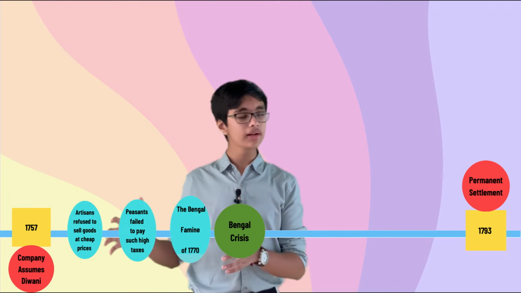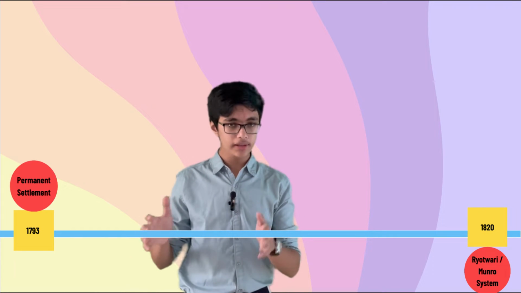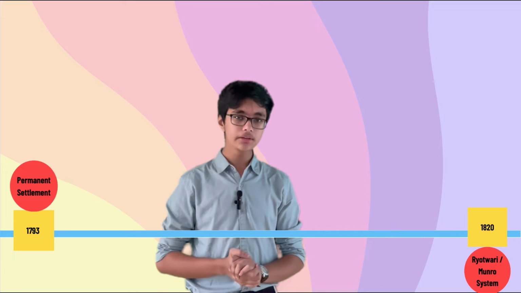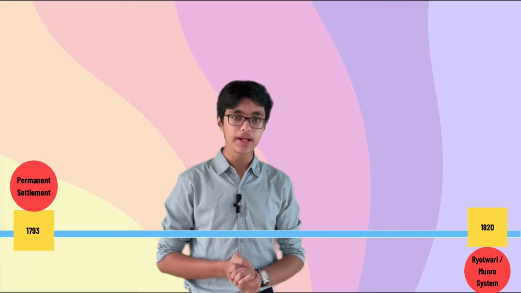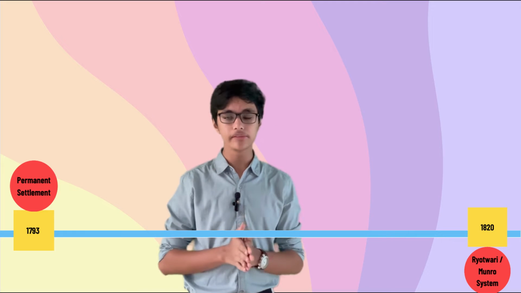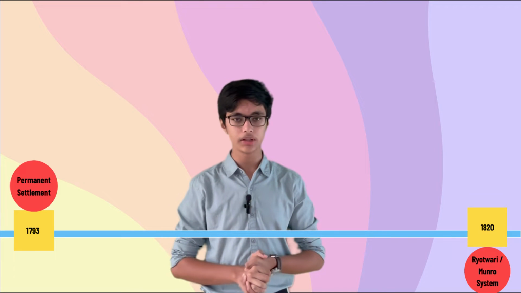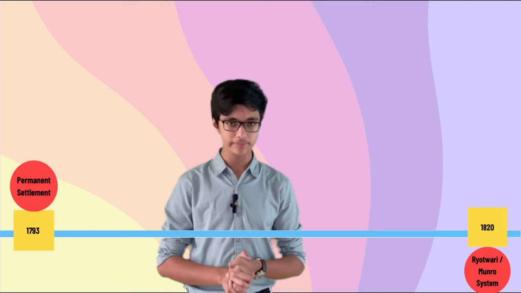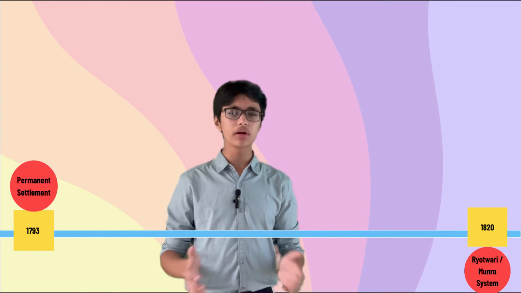So, let's zoom in at a different part of this timeline. Let's look at the events of 1793. Here, a new system was introduced in order to extract money and profits from the people in the states of Bengal, Bihar, and Odisha. This was the Permanent Settlement Act of 1793. So, what were the terms of this act?